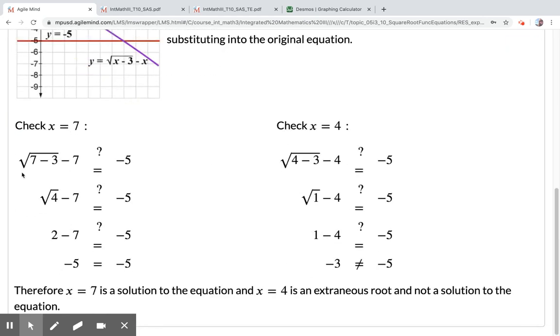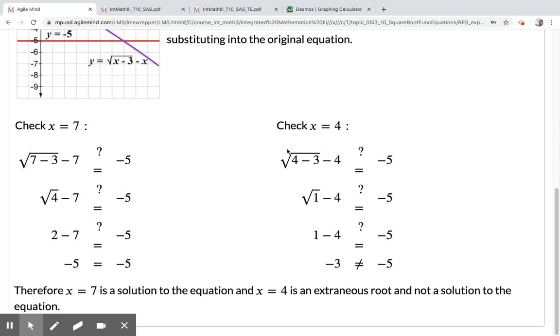So I plugged in a 7. I got 7 minus the square root of 7 minus 3, minus 7. 7 minus 3 is 4. Square root of 4 is 2. 2 minus 7 does give me a negative 5. So x equals 7 is good.